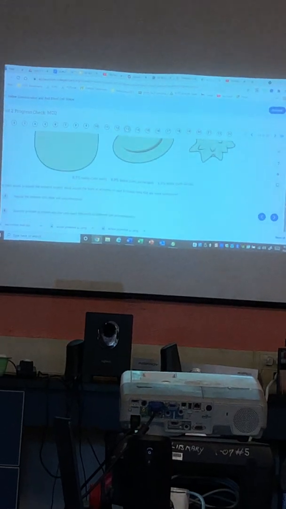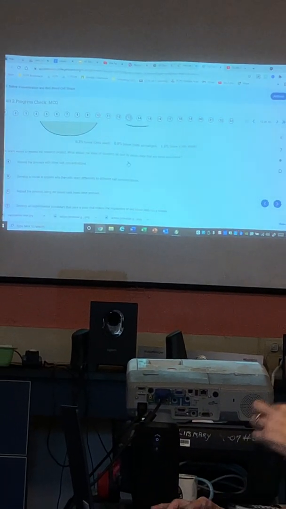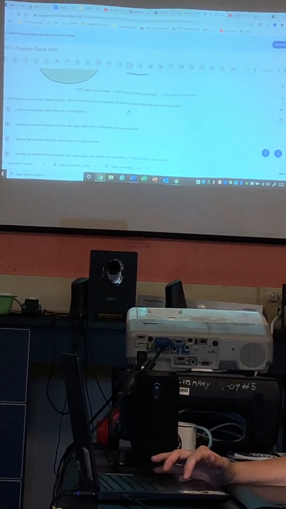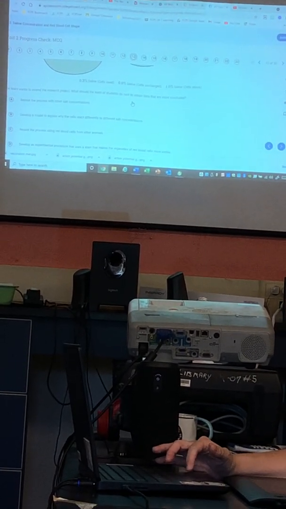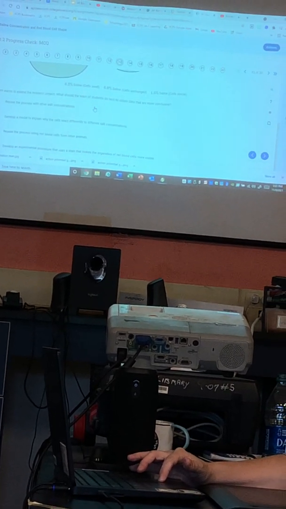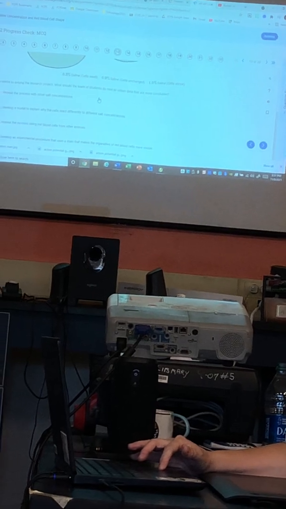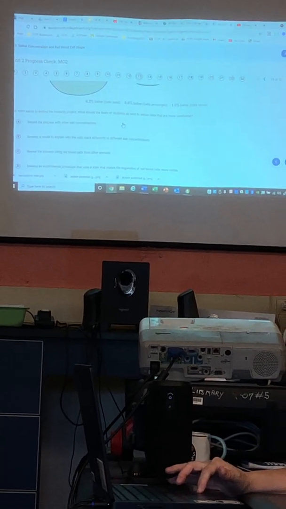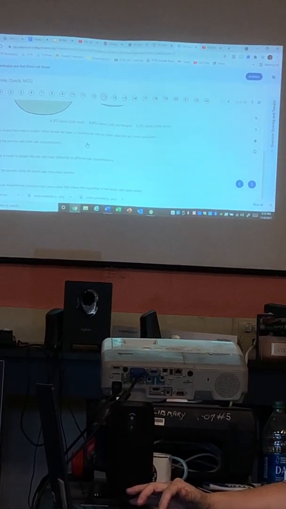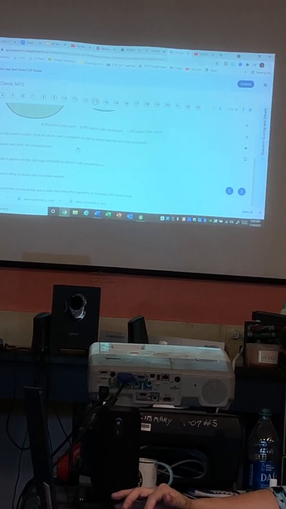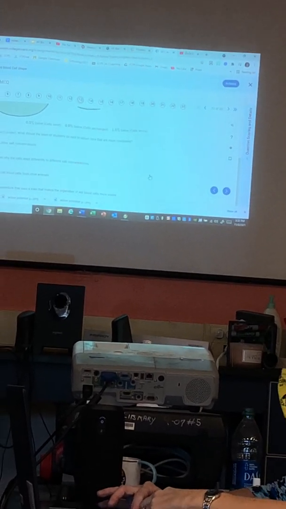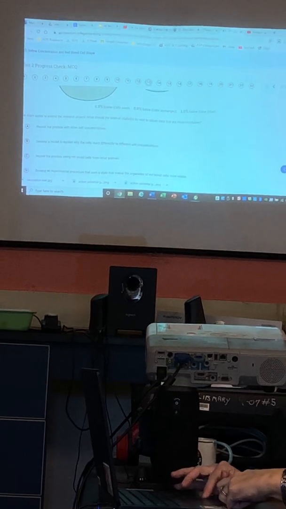So knowing that, the team wants to extend the research project. What should the team of students do next to obtain data that are most conclusive? So let's look at the choices. A, repeat the process with other salt concentrations. B, develop a model to explain why the cells react differently to different salt concentrations. C, repeat the process using red blood cells from other animals. D, develop an experimental procedure that uses a stain that makes the organelles of red blood cells more visible.